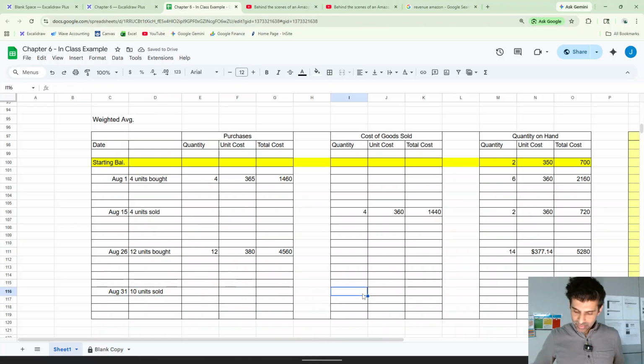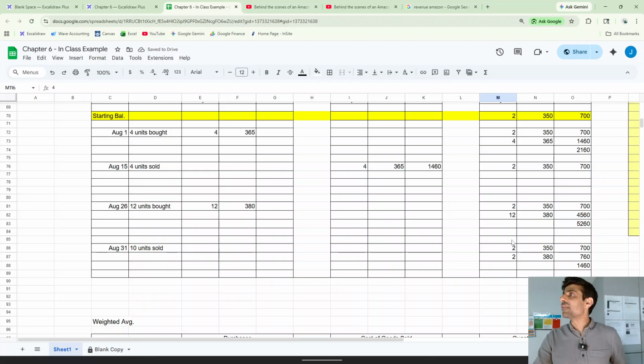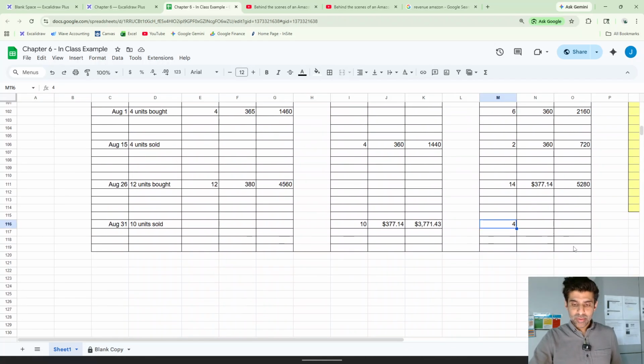So when I sell 10 units, it's just using this one weighted average. I don't have to go from the back or the front or anything. It's just using that one number. Okay, and then we'll have 4 units left. And again, we'll always have 4 units left because the physical movement of goods is the same. I'm using the same transactions for all these. The only difference is the costing method has changed. So 4 units, here's my weighted average cost. This times this, 1508.